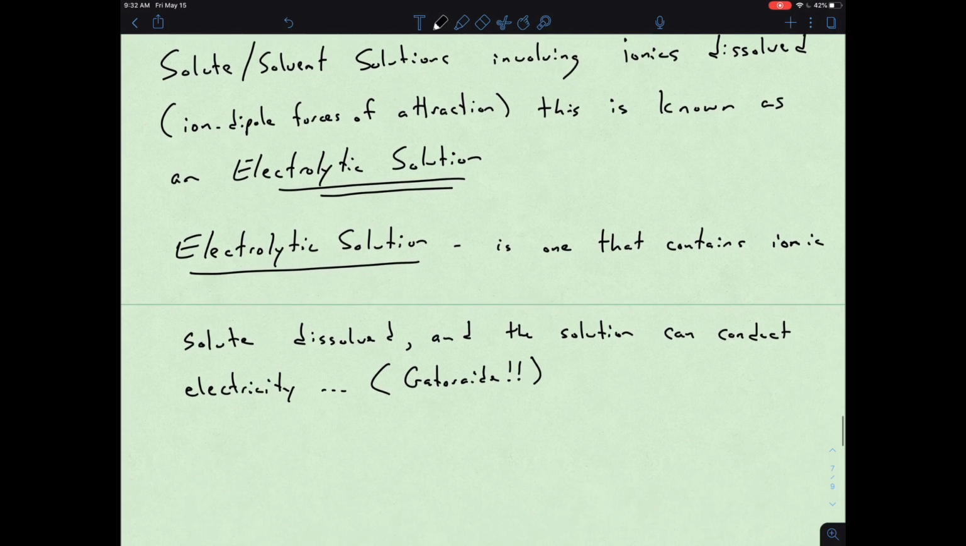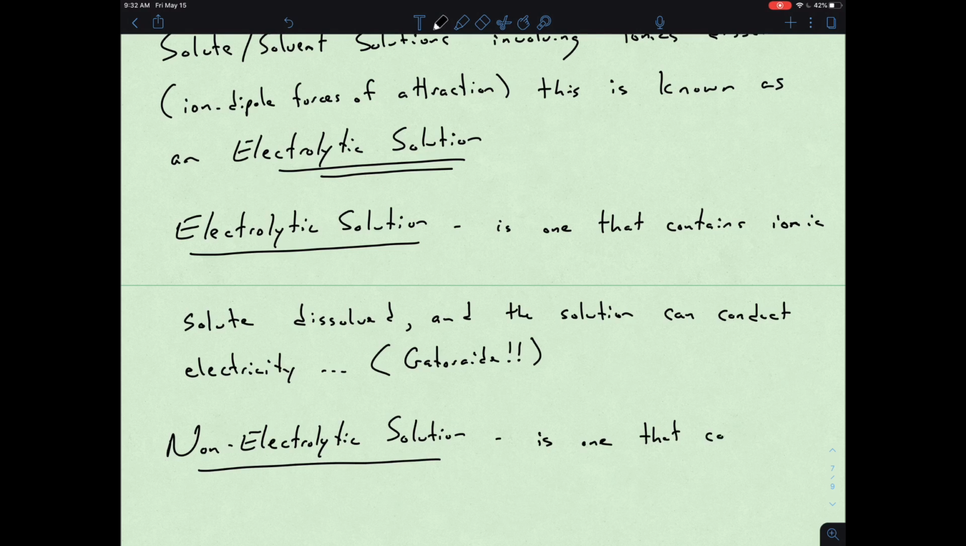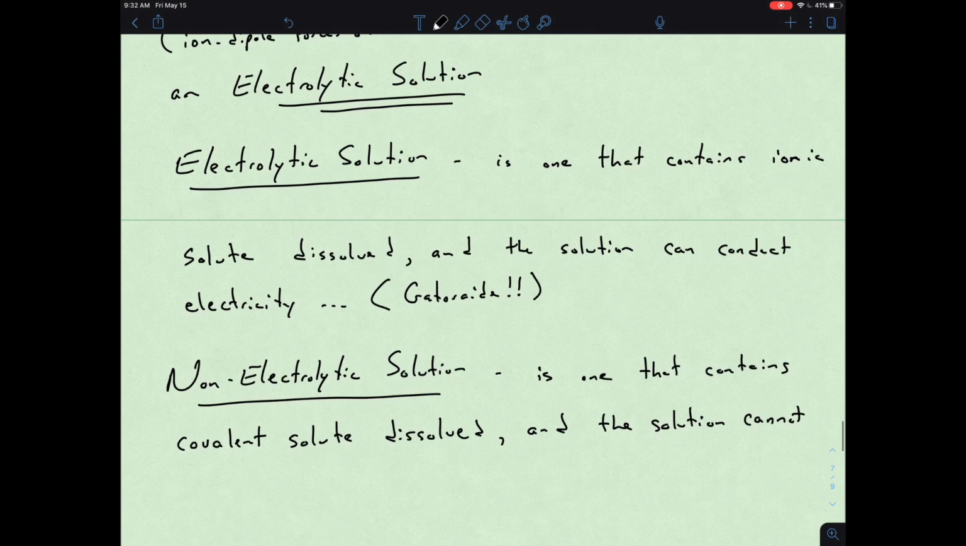We then have the non-electrolytic solution, and this is one that contains covalent solute dissolved. And basically now the solution cannot conduct electricity.